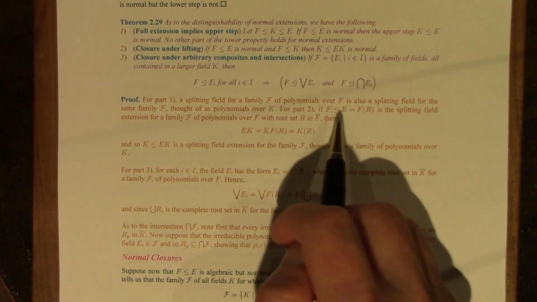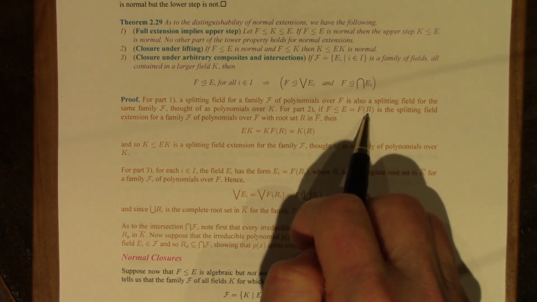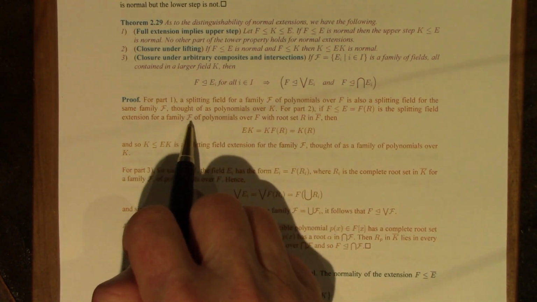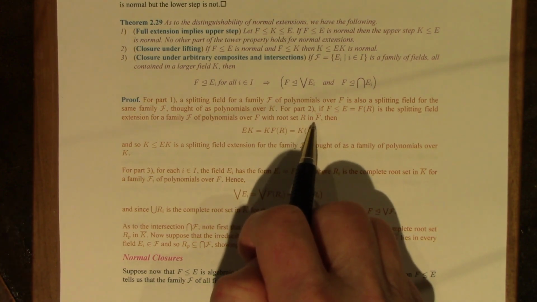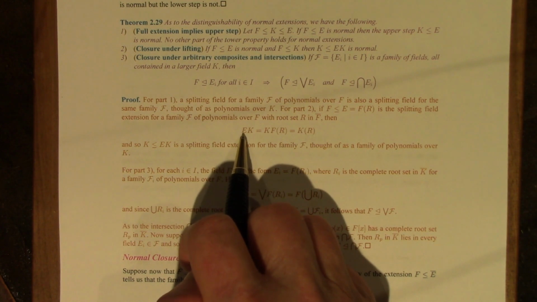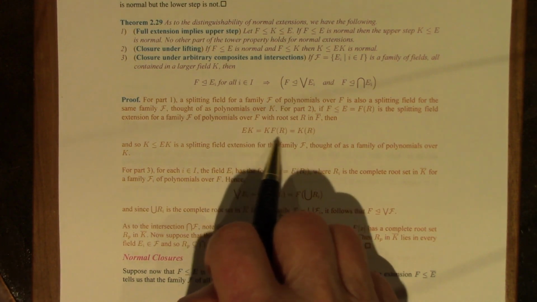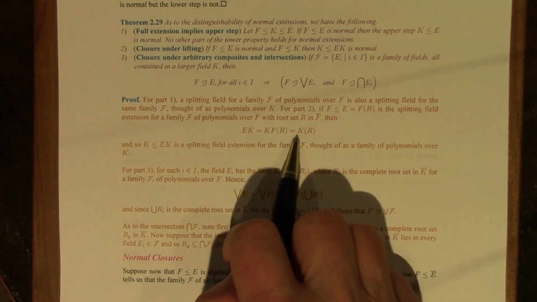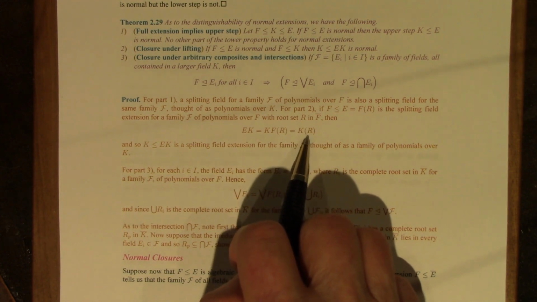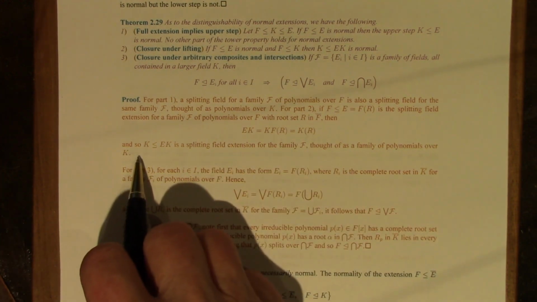For part 2, if E over F, and E can be written as F with R adjoined, is a splitting field extension for a family of polynomials with roots at R, and this is in F bar, then the composite EK is EFR, which is the same as K with R adjoined. And I suggest you give that a little bit of thought. And so EK over K, which is the same as K with R adjoined, is a splitting field extension for the same family, again thought of as polynomials over K.